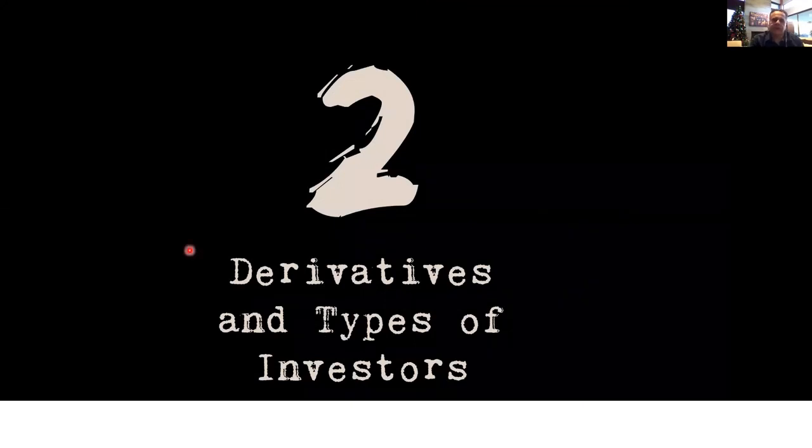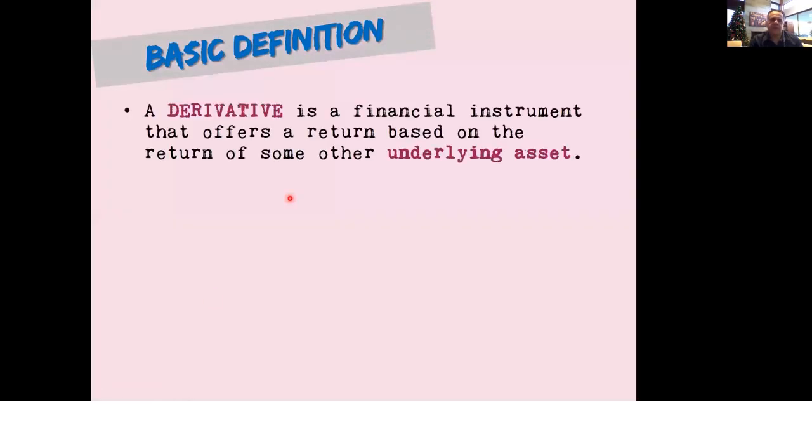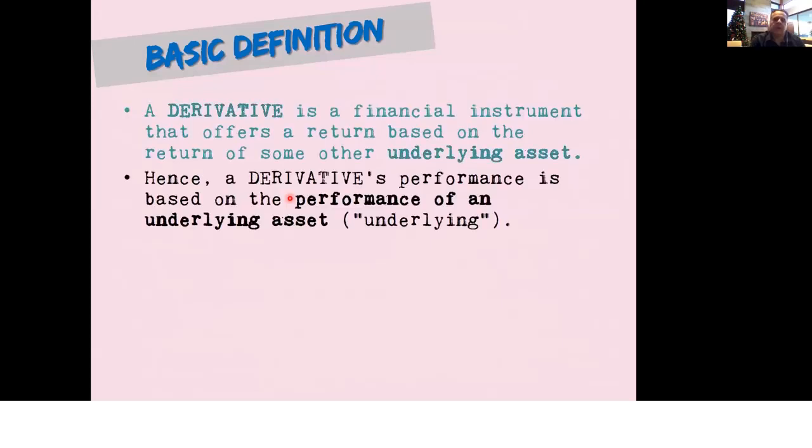So now let's take a look at the derivatives and the types of investors that we will find in these markets. So let's go to the basic definition of a derivative, which is a financial instrument that offers some return and is based on an underlying asset. That's where its name comes from. It derives its value from another asset.